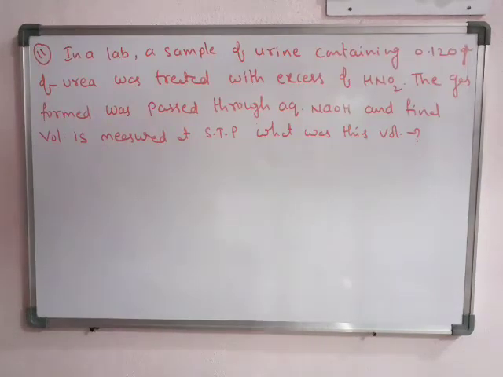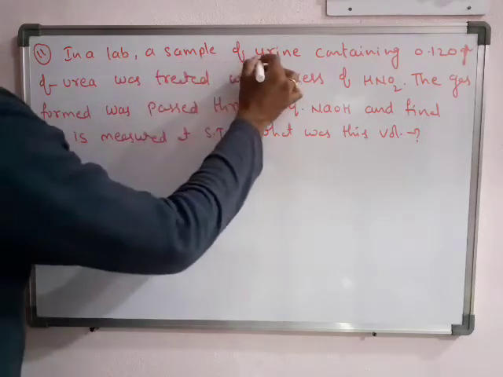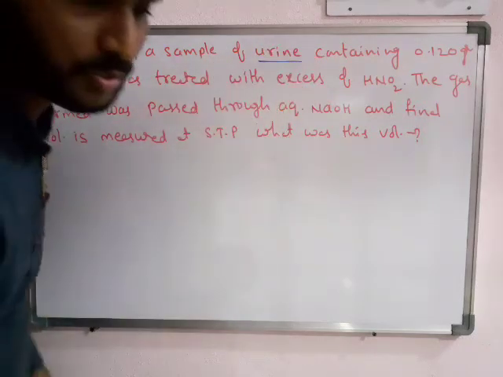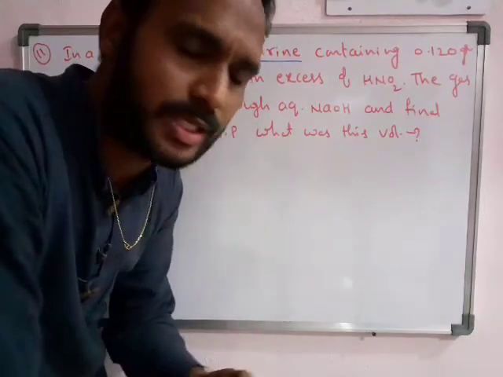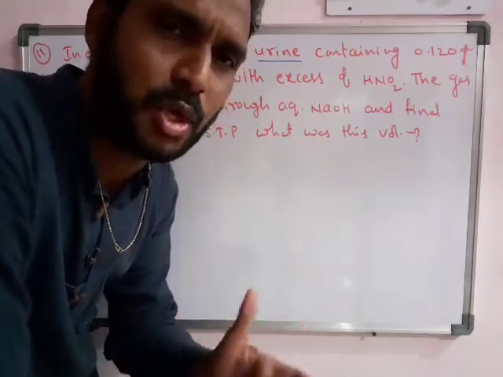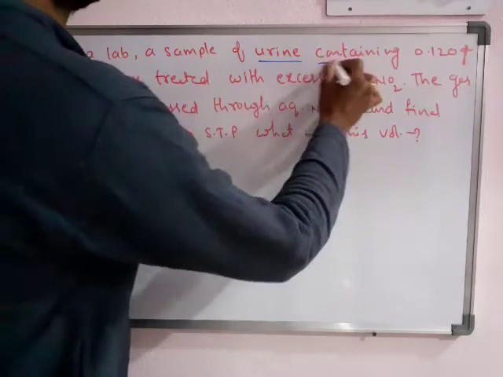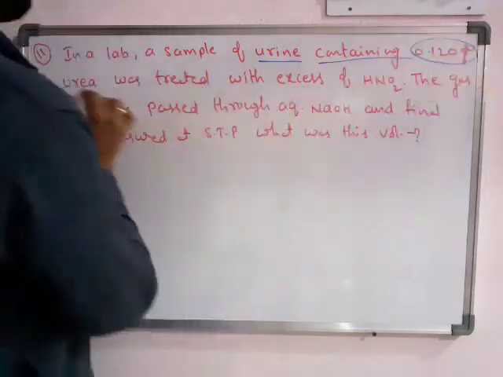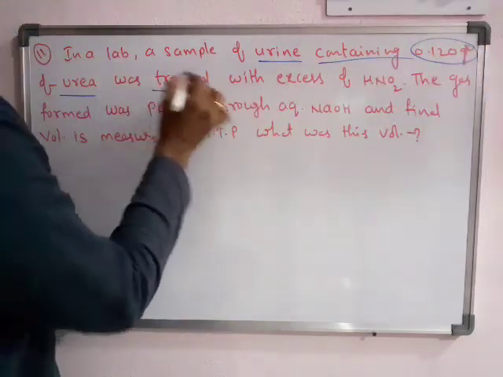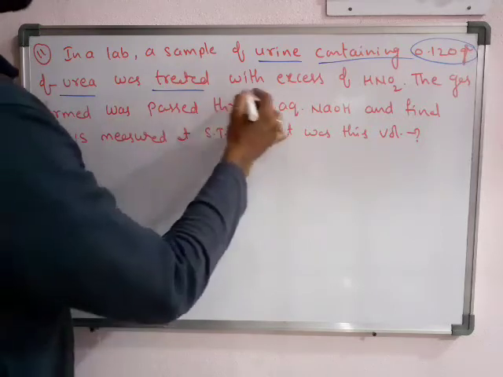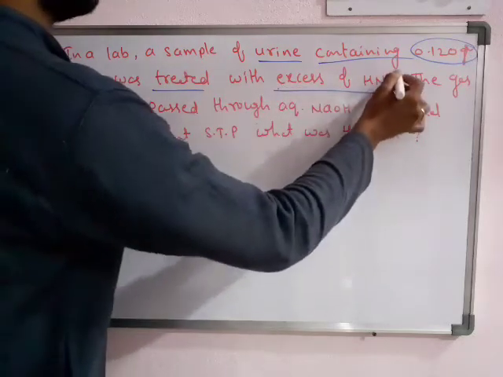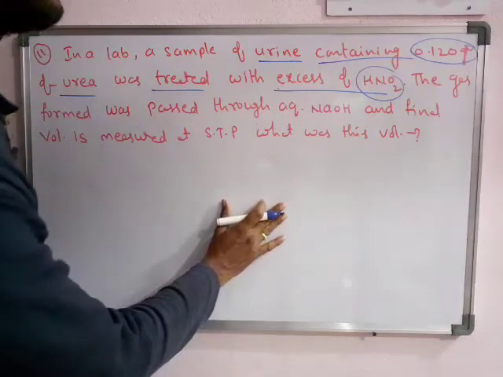Okay, see question number 11. So in the laboratory, a sample of urine. So we know that you must know about the urea formula. In the laboratory, the urea test is a common one. So urine containing 0.120 grams of urea was treated, so that urea is reacted with the excess amount of nitrous acid.